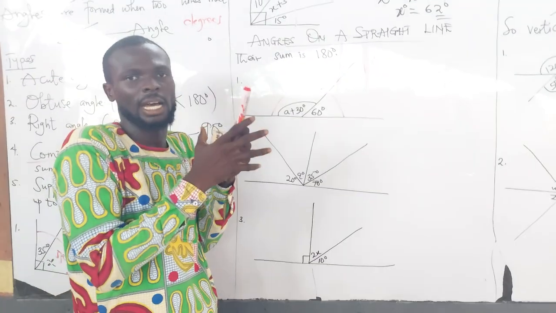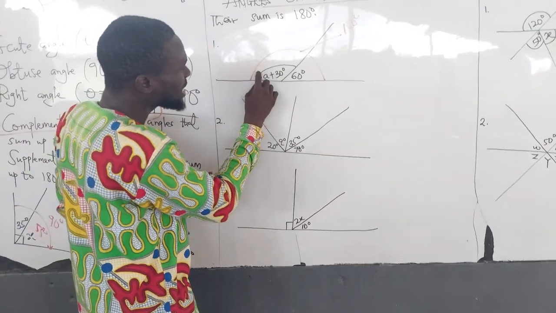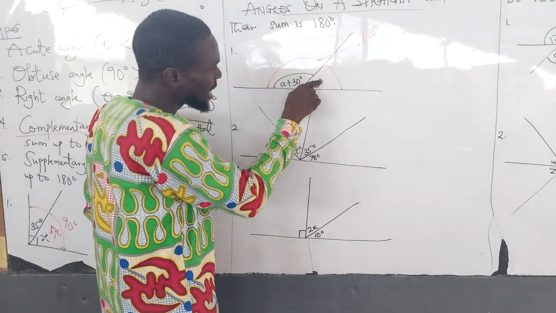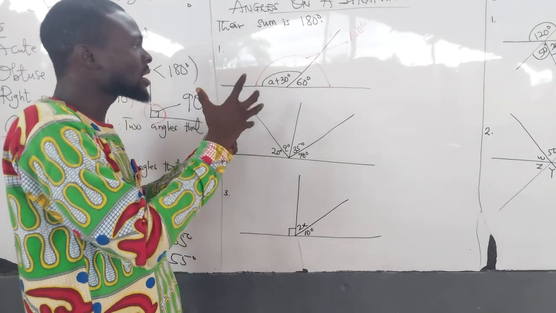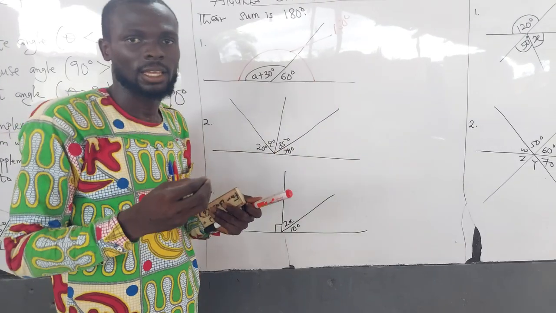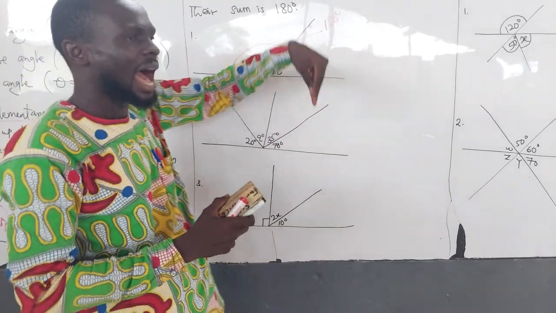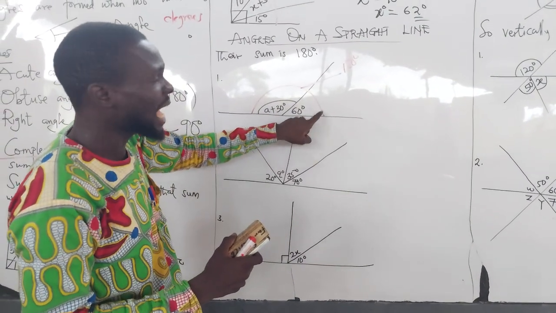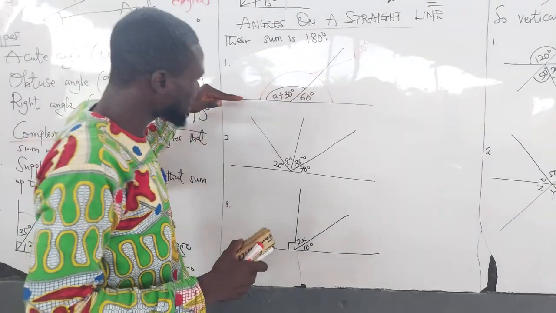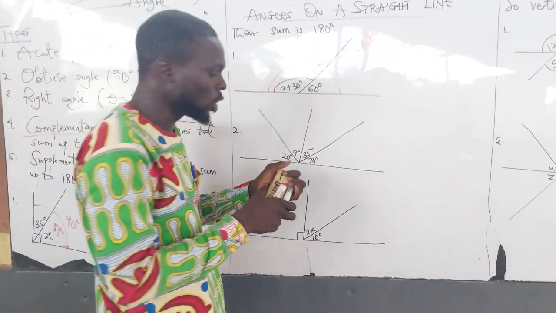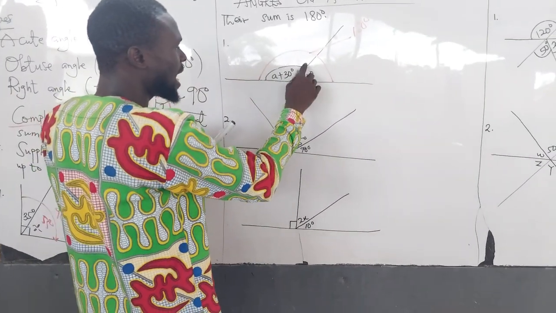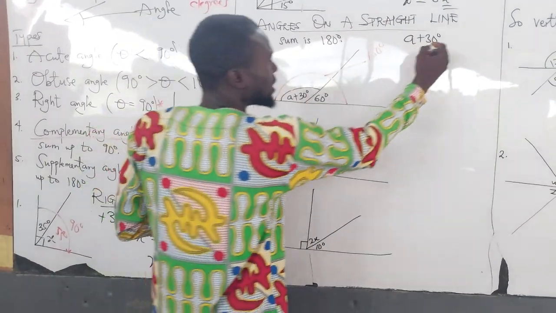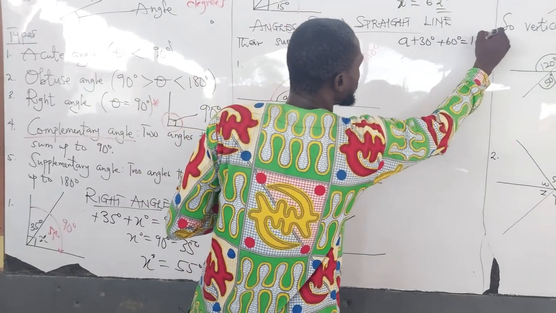If I sum all together, what do I have? I have this angle, which is A plus 30 degrees. Then I have 60 degrees here. Now, the question says, find or solve for A. Since the angles are on a straight line, I will sum this angle and this angle and equate it to 180. So the angle here is A plus 30 degrees. Then we add this angle to it, plus 60 degrees. Then we equate it to 180.